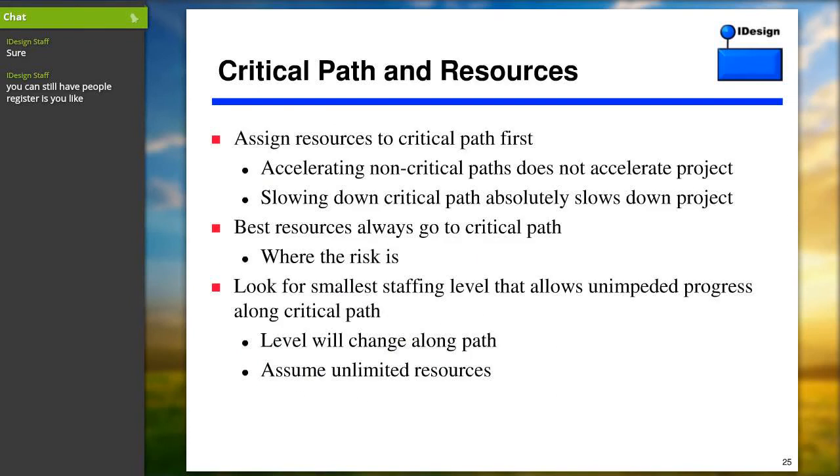Now, once you realize that the critical path is actually the duration of the project, other things come out of it. The first is resource allocation. When it's time to assign resources for the project, you always assign them to the critical path first. And the reason is assigning them outside the critical path doesn't accelerate anything. But slowing down the critical path absolutely slows down the project.